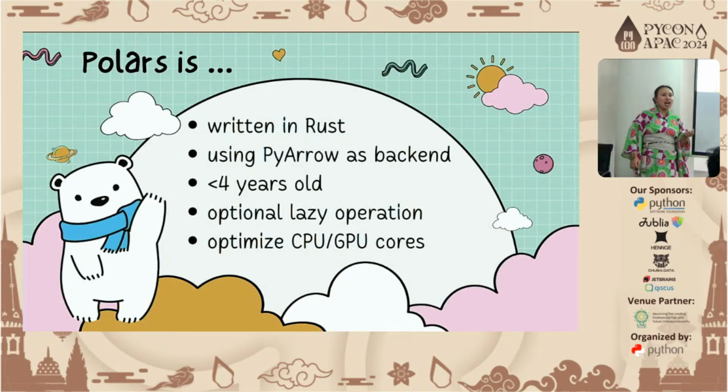Polars also allows you to use all your cores. Because it's written in Rust, it has the ability to work in parallel, so it uses multiple cores at the same time. Nowadays, your laptop may already have 8 cores, so being able to use all of them gives you a benefit. It could be faster. Not just CPU, also GPU as well. If you have a machine that also has a GPU, then you can optimize to use that.